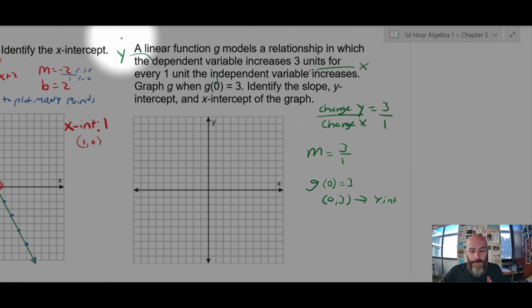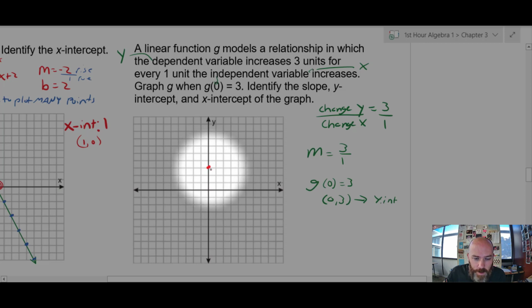So I'm going to graph my y-intercept, which is 3, 1, 2, 3. And I'm going to use my slope, which is up 3 over 1. Up 3, 1, 2, 3 over 1. I'm going to go in reverse. Down 3, 1, 2, 3 over 1. I'm sure you're all getting sick of me saying that by now.